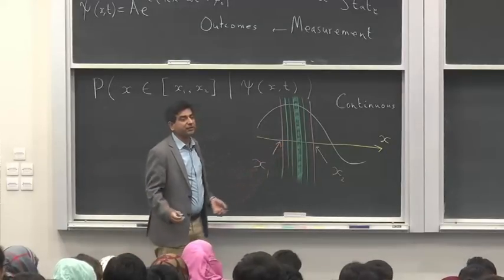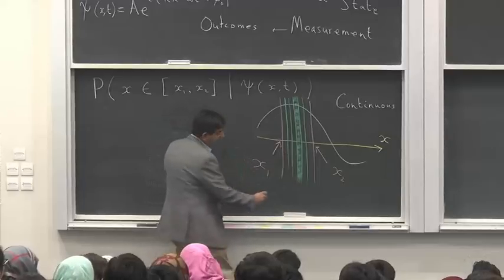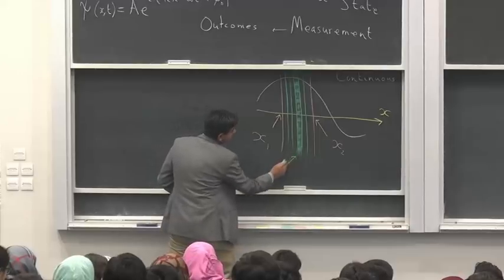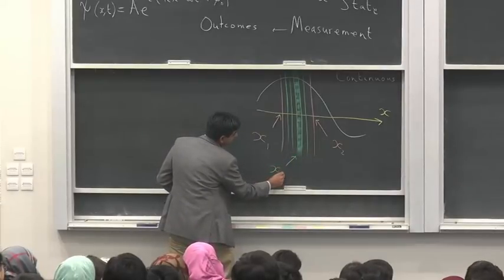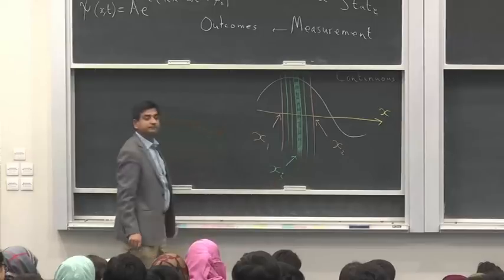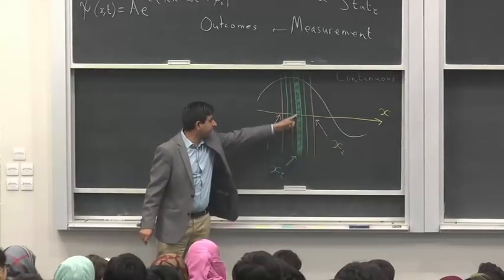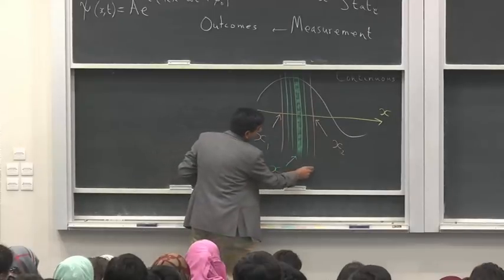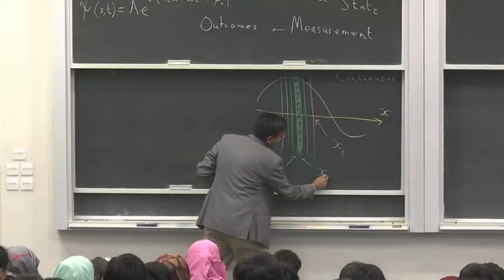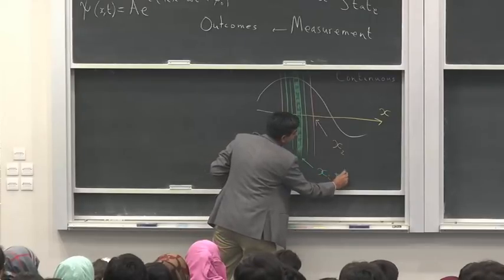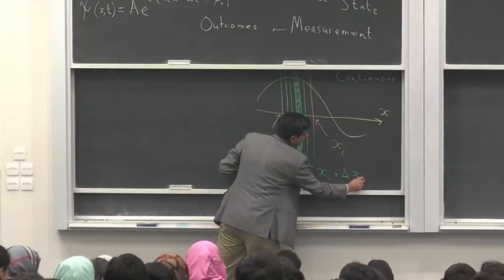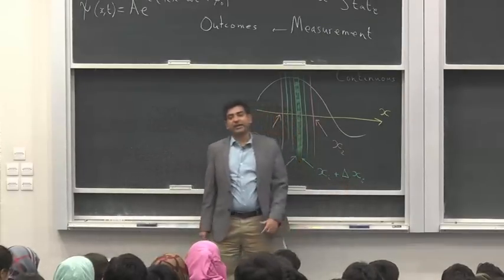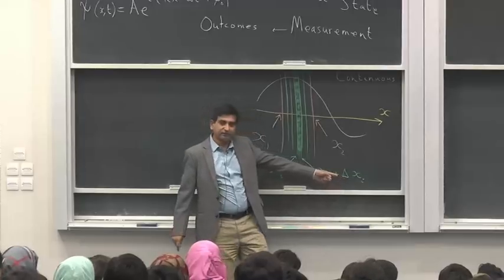Now this is a small region. It's the ith region inside this interval. So this distance is xi. So the location of this point is xi. And the width of this interval is delta xi. Okay, so this width is delta xi. Now don't confuse this with uncertainty.